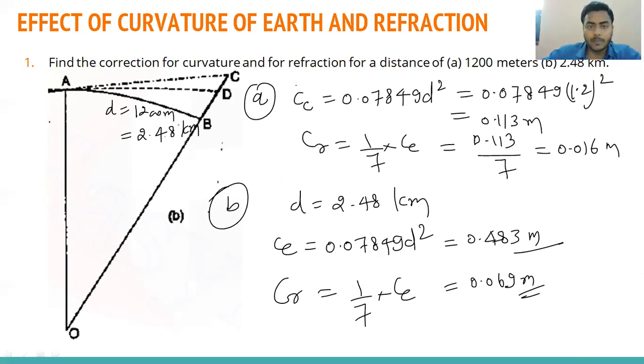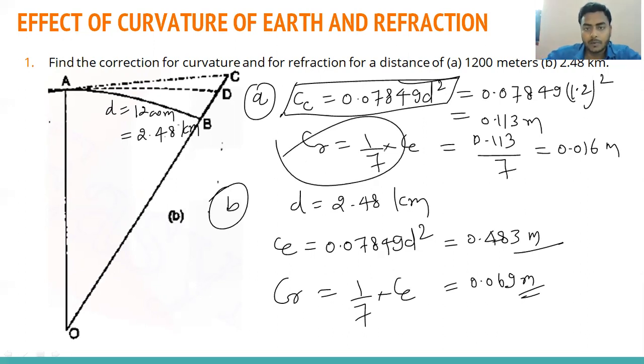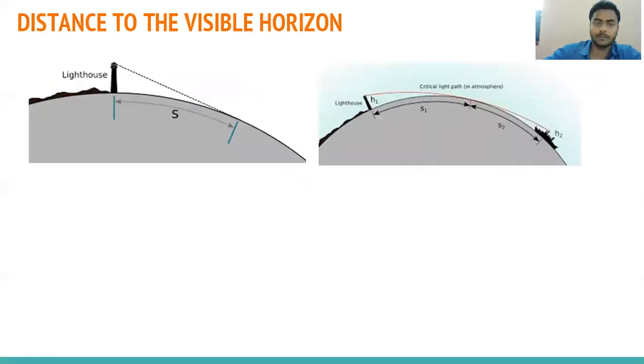Okay. So this is a very important formula that you should remember. This is a very important relation. Which one? The distance to the visible horizon. What is the origin called? It is the point where the level line and the horizontal line meet. The point where the horizontal line and level line are meeting is called the horizon.